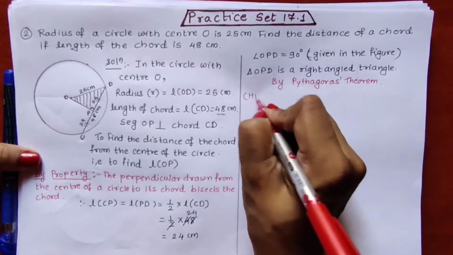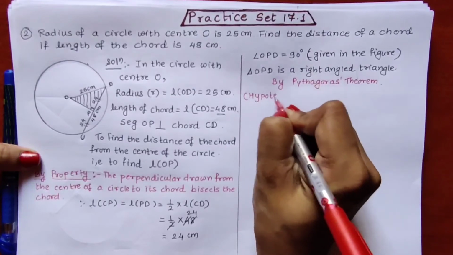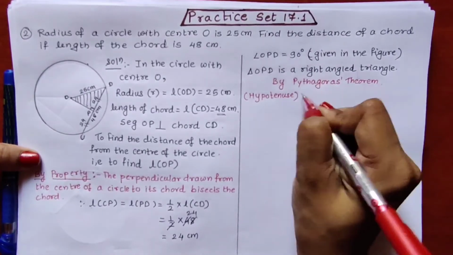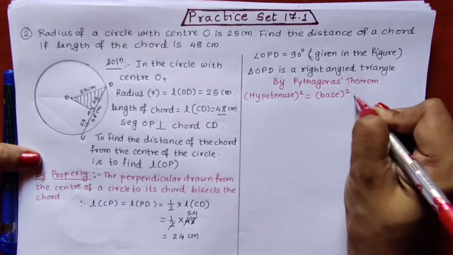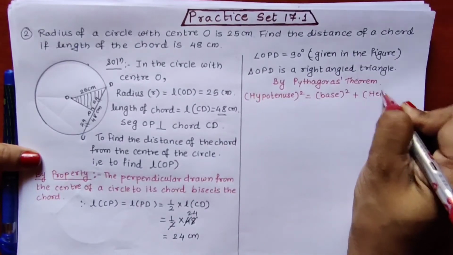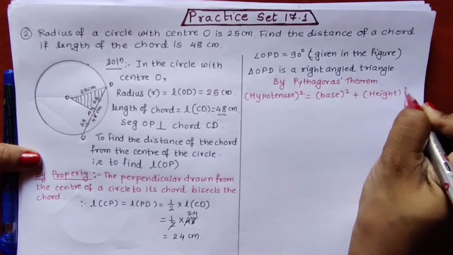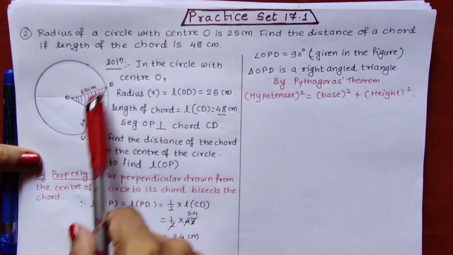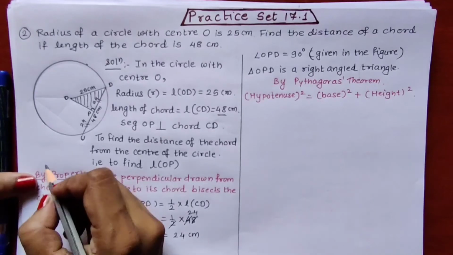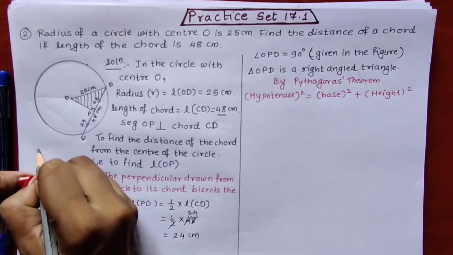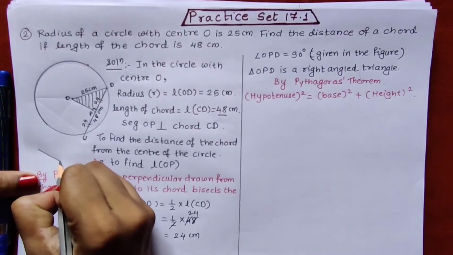So what is the theorem? Hypotenuse square is equal to base square plus height square. So children, here in this particular triangle, I am going to draw the triangle separately here.